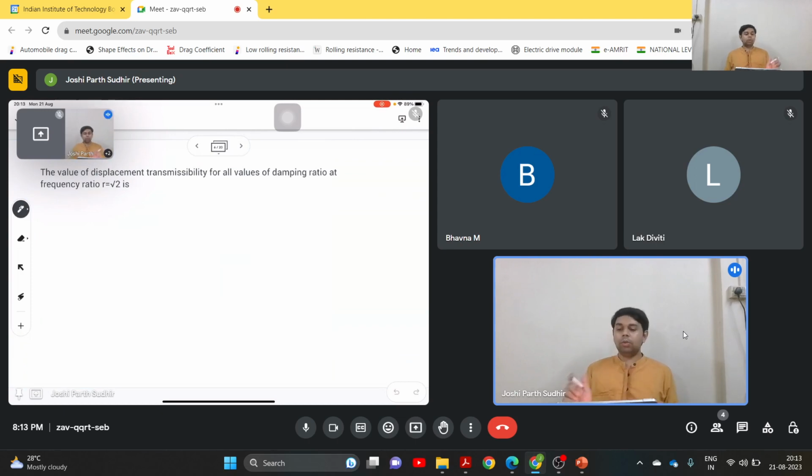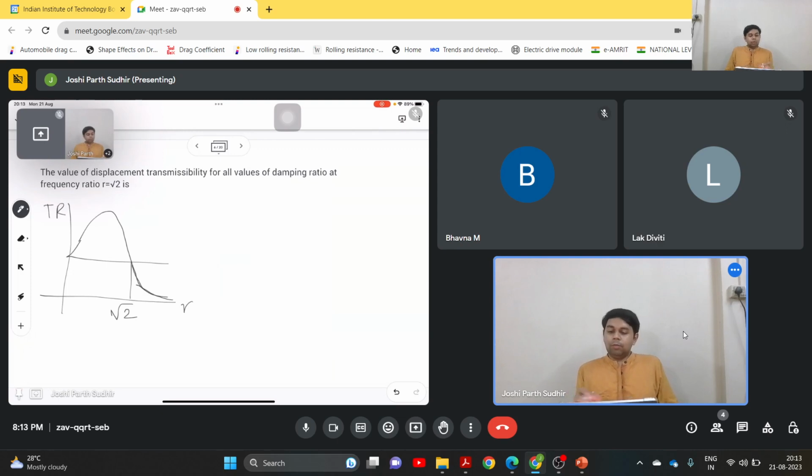Next question. The value of displacement transmissibility for all values of damping ratio at frequency ratio R equal to root 2. So we just found out that the transmissibility ratio is equal to 1 for all values of damping. So let us check that.